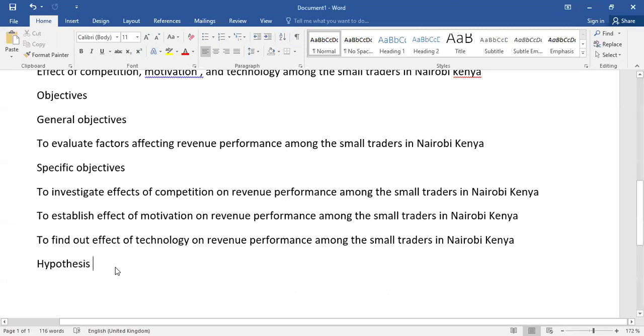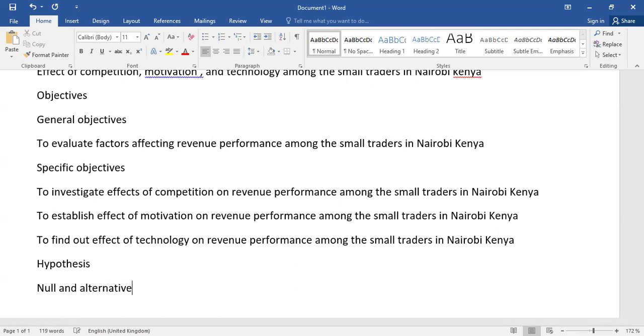Guys, we have two types of hypothesis: the null hypothesis, and then the alternative hypothesis. Generally, a hypothesis is that we are just making an argument about what we are going to state, will it be true or not. Basically, when you're doing research, you normally state your hypothesis in null, whereby you say that these factors don't affect the revenue performance.